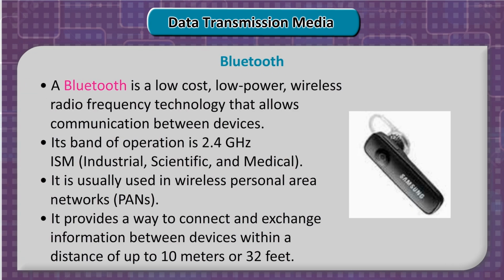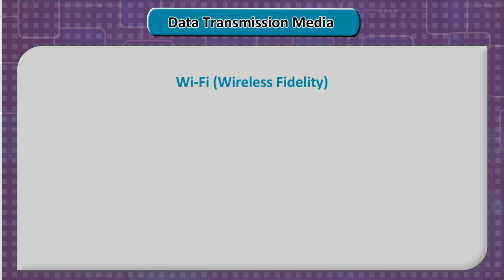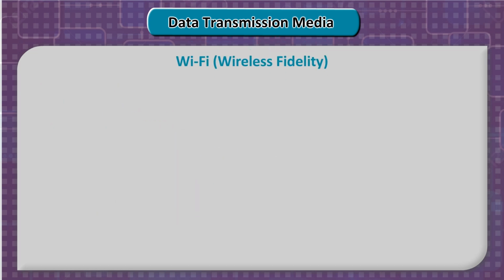Bluetooth. A Bluetooth is a low-cost, low-power, wireless radio frequency technology that allows communication between devices. Its band of operation is 2.4 GHz, industrial, scientific, and medical. It is usually used in wireless personal area networks, PANs. It provides a way to connect and exchange information between devices within a distance of up to 10 meters or 32 feet.